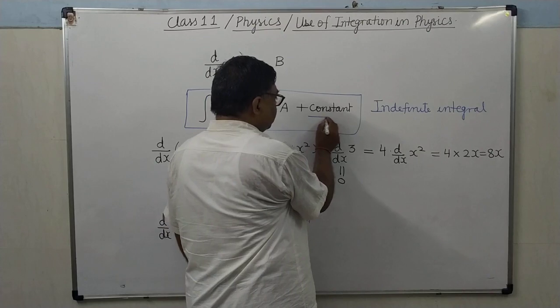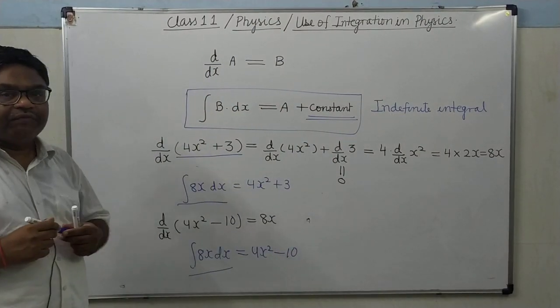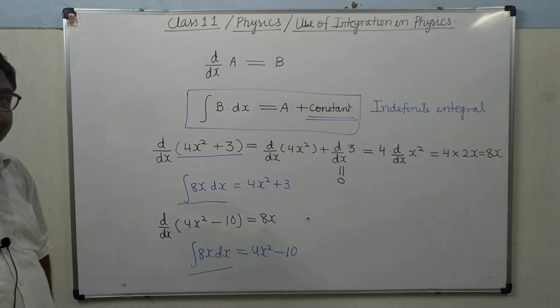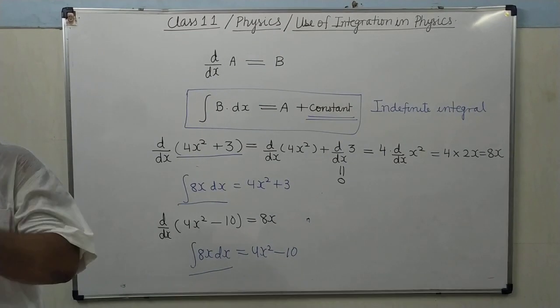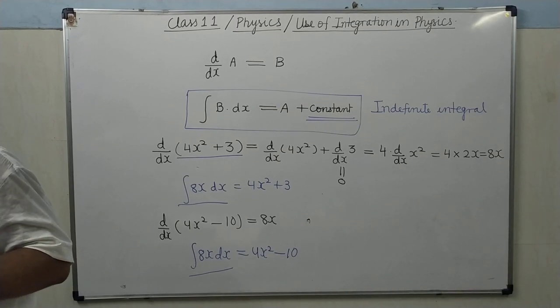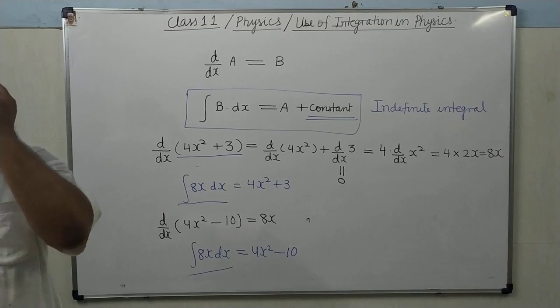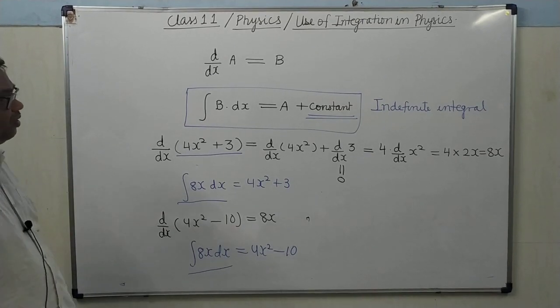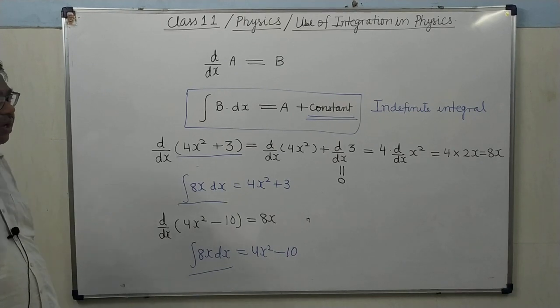Because we don't know the value of the constant. By integration, we will not be able to find the value of the constant. We can find the value of the constant only by using the given conditions. When the conditions are given, we will be able to determine it. It is clear. Otherwise, we will not be able to determine it.